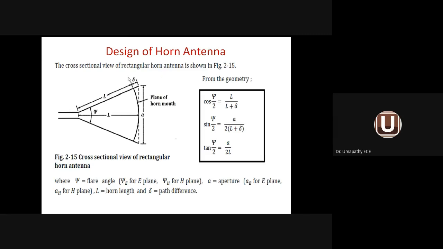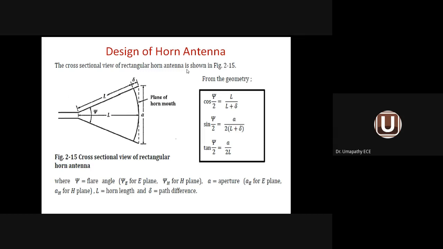Look at the diagram. The cross-section view of a rectangular horn antenna is shown. Now we are going to design a rectangular horn antenna. We are going to have the design equation for a rectangular horn antenna. Using this equation, we can design any horn antenna by ourselves.